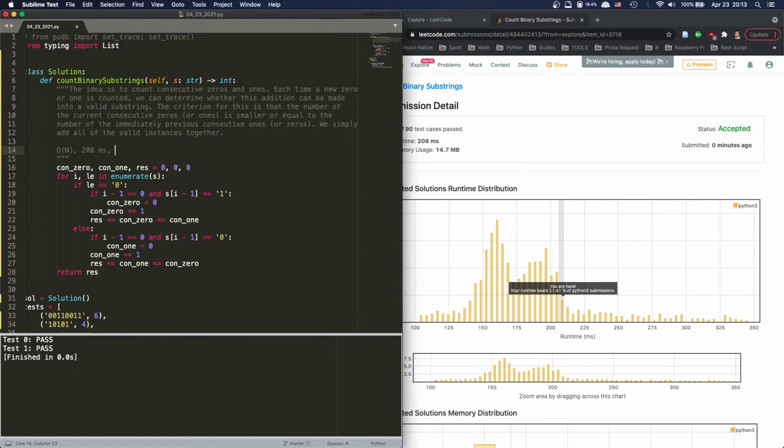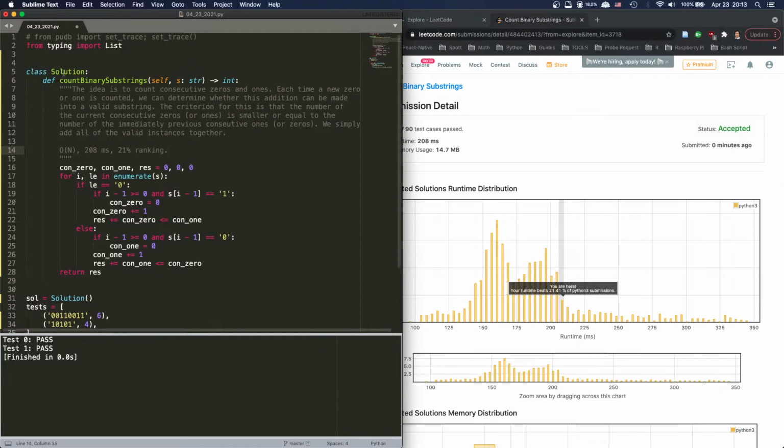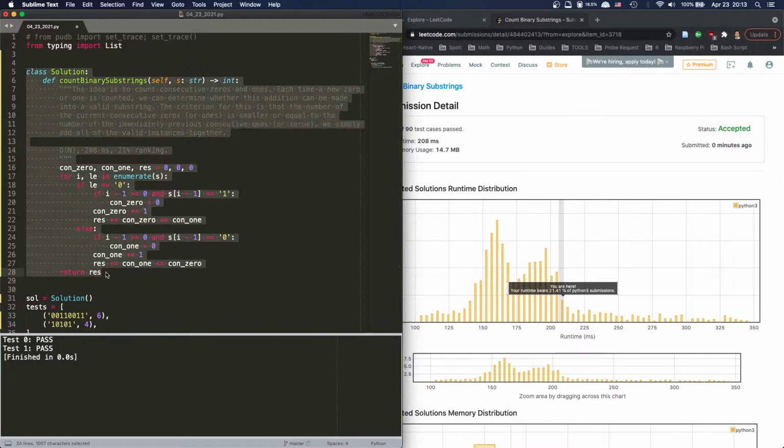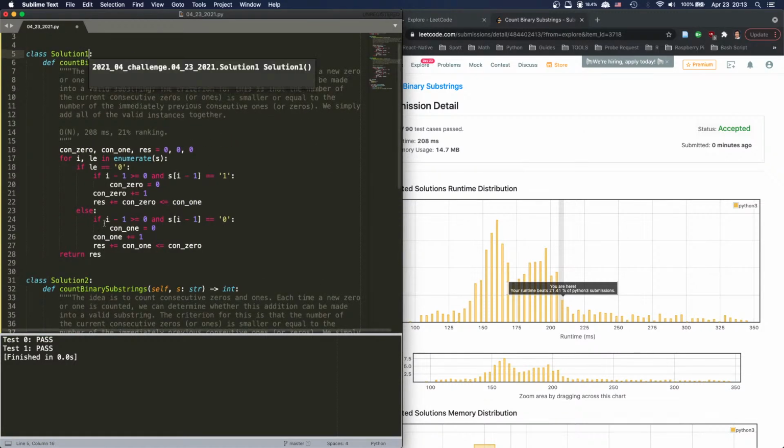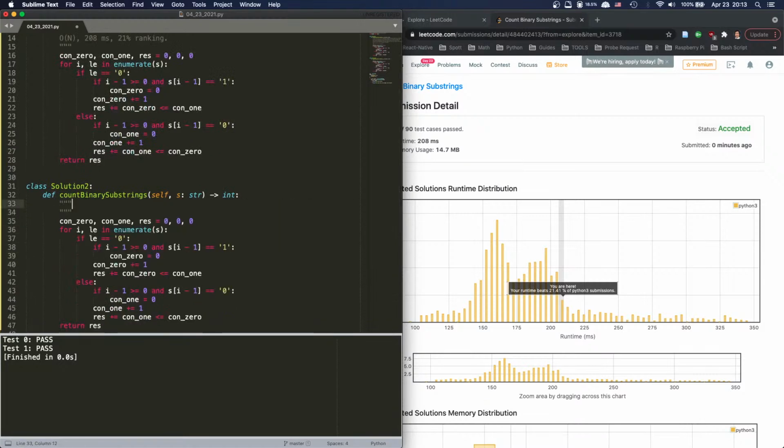And this gives us a 208 millisecond or 21% ranking. That tells us there might be a better solution. I mean, look at this, right? There's gotta be an easier way to handle it. This is a lot of repetition. One thing we can do is, we finish counting, and then we only need to call min once, right? So let's make this solution 2, and keep solution 1. So we don't do the addition so many times.